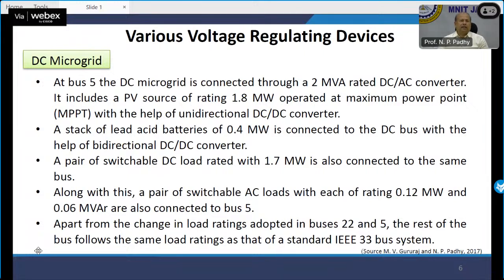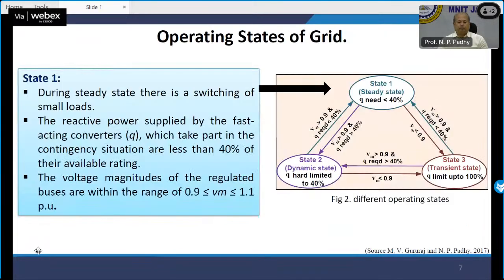Apart from the change in load rating adopted at bus numbers 22 and 5, the rest of the buses follow the same load rating as the standard IEEE 33 bus. We have not touched it. We have gone to America immediately, to North America. All the bus data there is US data. Of these buses, especially the 5th bus is ours, and 1 and this 22 are assumed, and the rest belong to the system data. Okay, how can the system operate? There are 3 states: state 1, state 2, state 3.